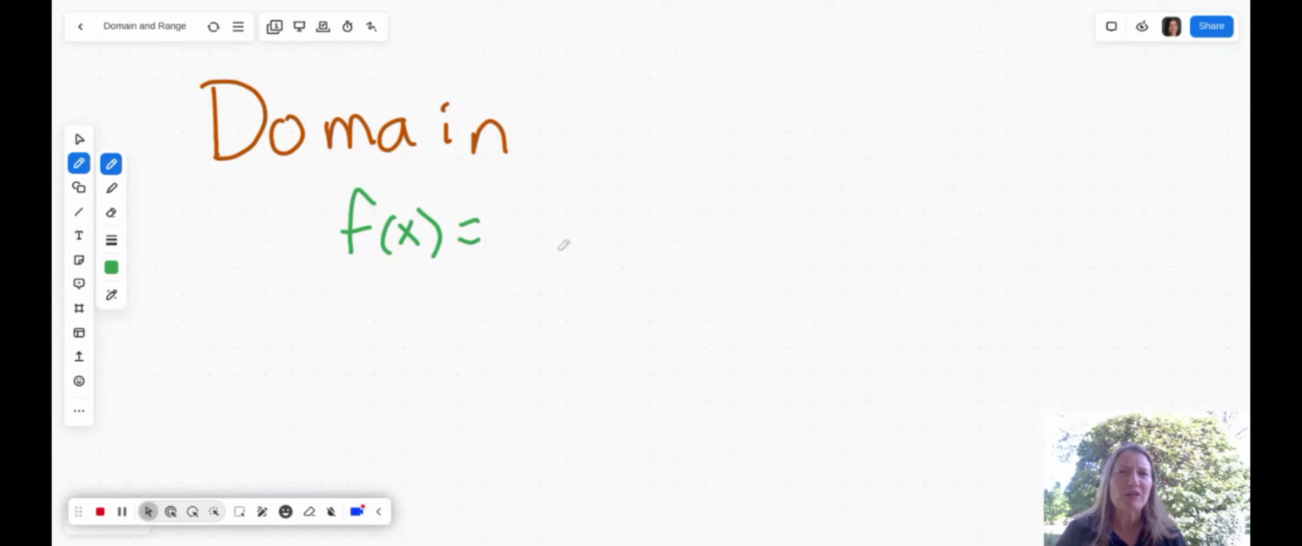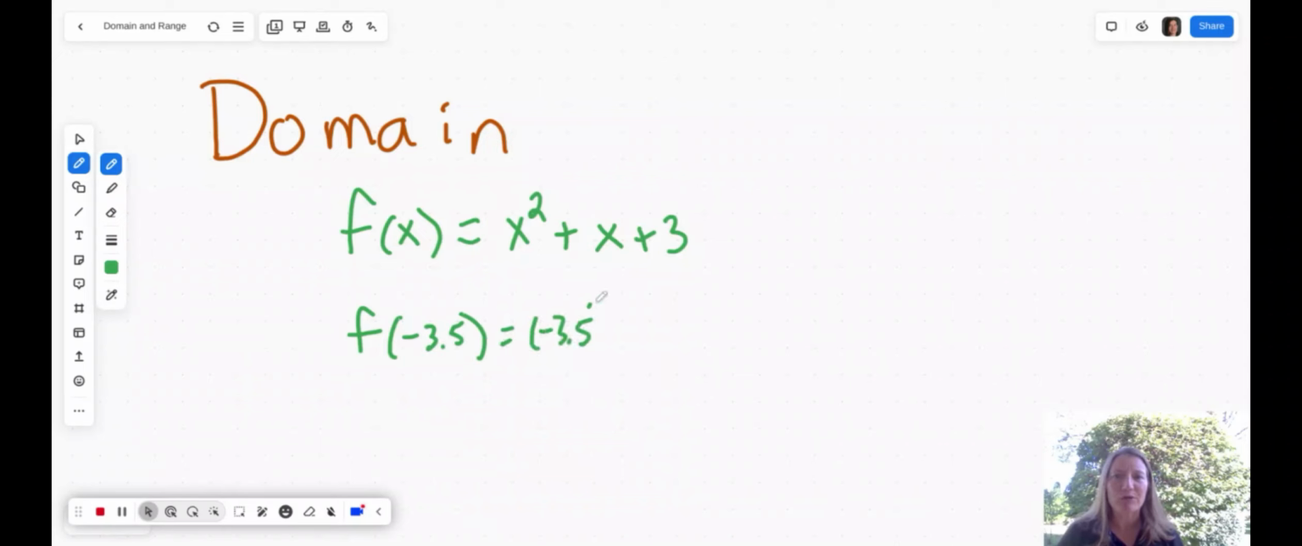Well, most functions, the vast majority of functions, no matter what I have over here, if we're talking about an algebraic function, it doesn't matter what number I put in there for x. I could put a positive, a negative, fraction, irrational number, anything. I could have like negative 3.5 here, and I would be able to compute a value for this. Every time I replace an x with a value, I would be able to compute a value, and that means that negative 3.5 is in the domain of f of x.